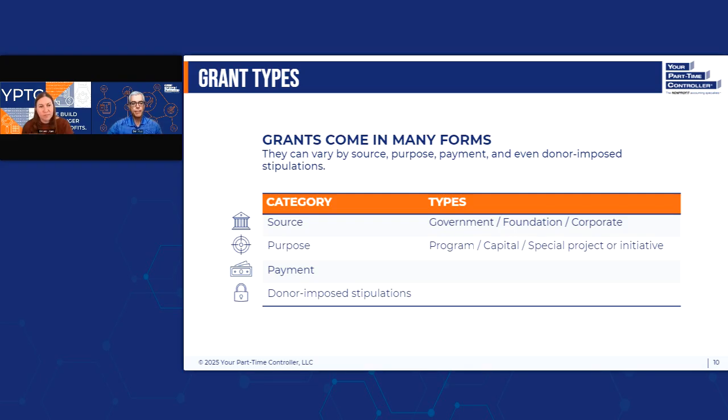Next, we have payment. What do you get paid for? Cost reimbursable grants pay you back for actual expenses, while fixed price or lump sum grants provide a set amount regardless of actual costs. The set amount is sometimes paid in advance prior to incurring costs. Lastly, there are donor-imposed stipulations.